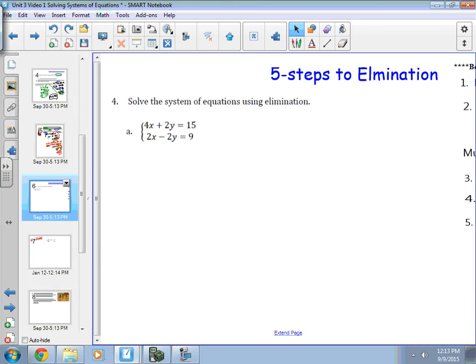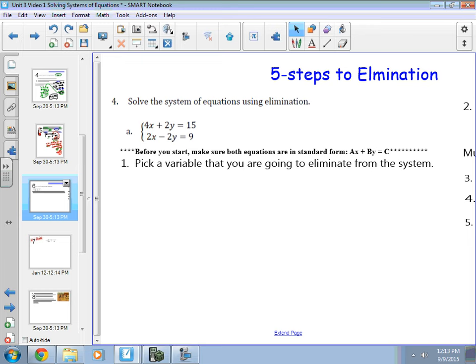Okay. The last method we're going to look at, after graphing and substitution, is called elimination. Before you do the elimination method, make sure both equations are in standard form, meaning ax plus by equals c. And we do have both equations in that standard form. The next step is to pick a variable that you are going to eliminate from the system. So look at the two variables and try to figure out which one's going to be the easiest to get the same. In problem 4a here, it is quite obvious that y is going to be the best one because you've got both 2 and negative 2 there. So that would be the best one to eliminate.